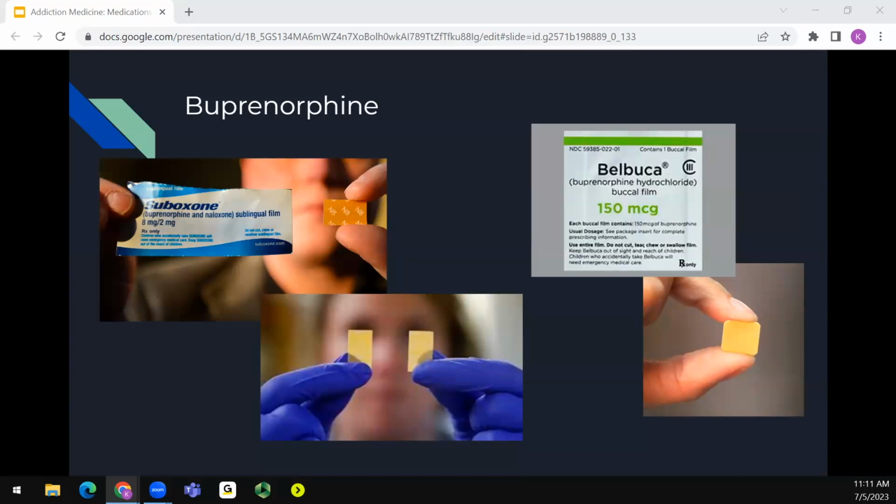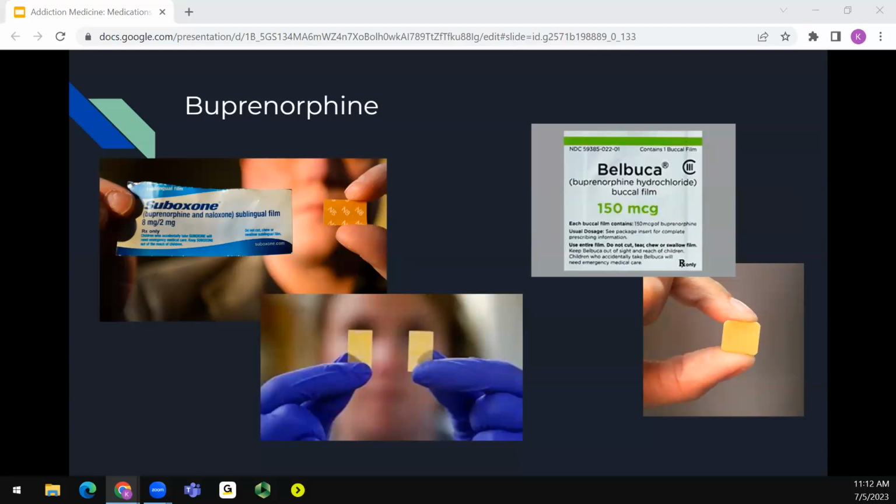Thebaine is a constituent of opium and is chemically similar to both morphine and codeine, but it has stimulatory effects rather than depressant effects, just fun facts. Buprenorphine, or as we affectionately call it, bup, was approved in 2002, is a Schedule III drug. And here are some of the different formulations.